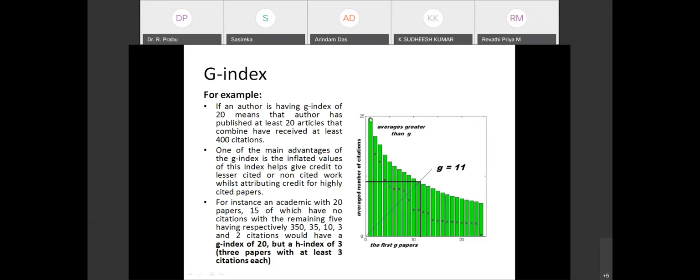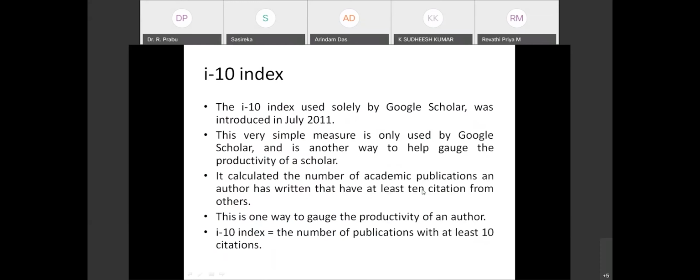So this is the graph which also shows, and here you have to arrange the number of citations, and here is the number of papers we need to arrange, and this is the point of finding out the G index. So another index is called the I-10 index.